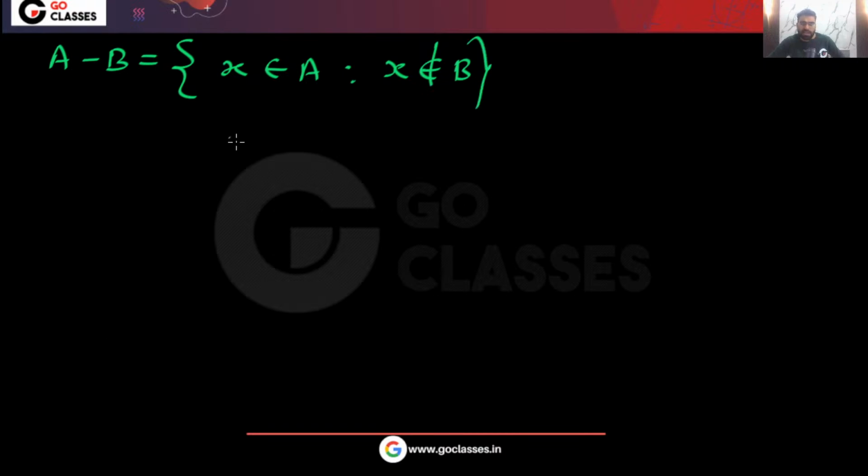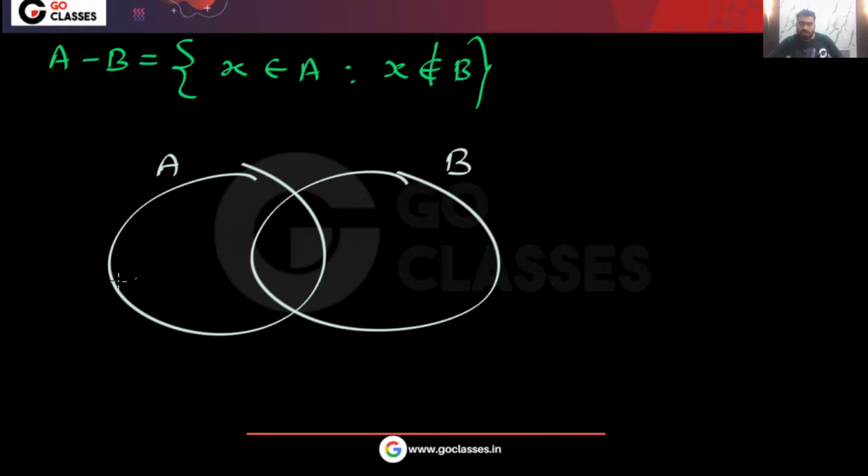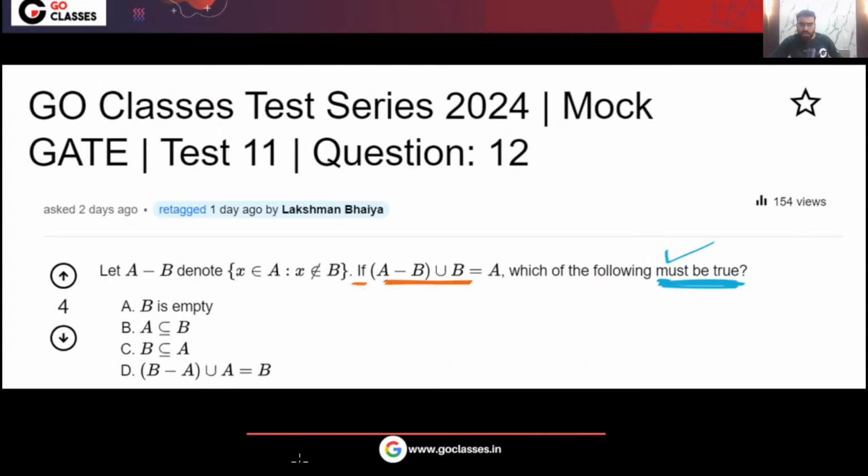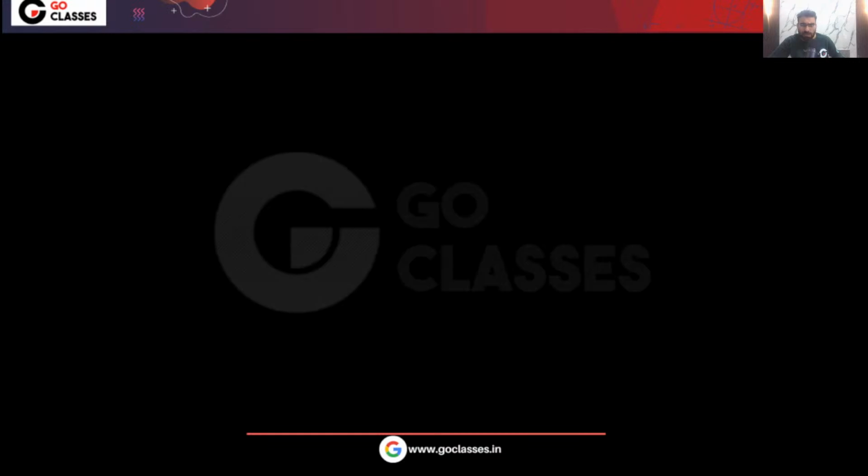Okay, so let's see the Venn diagram. If this is your set A, if this is your set B, then you can easily see A minus B is this area. Those elements which belong to A but do not belong to B. So this is your area of A minus B. Now the question is saying that this is given to you, A minus B union B is equal to A.